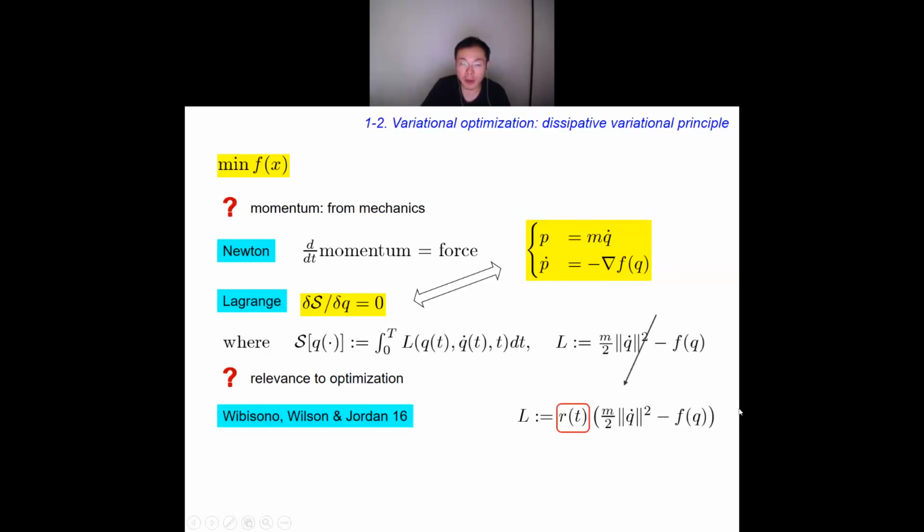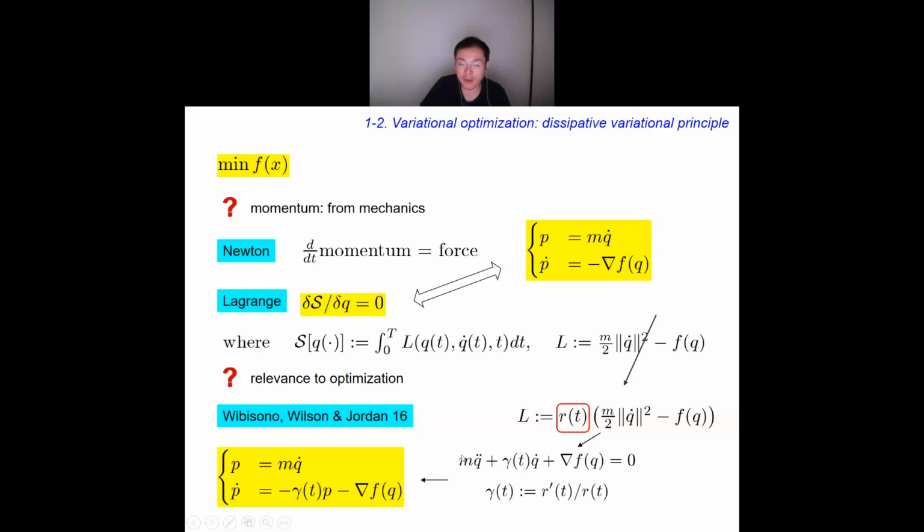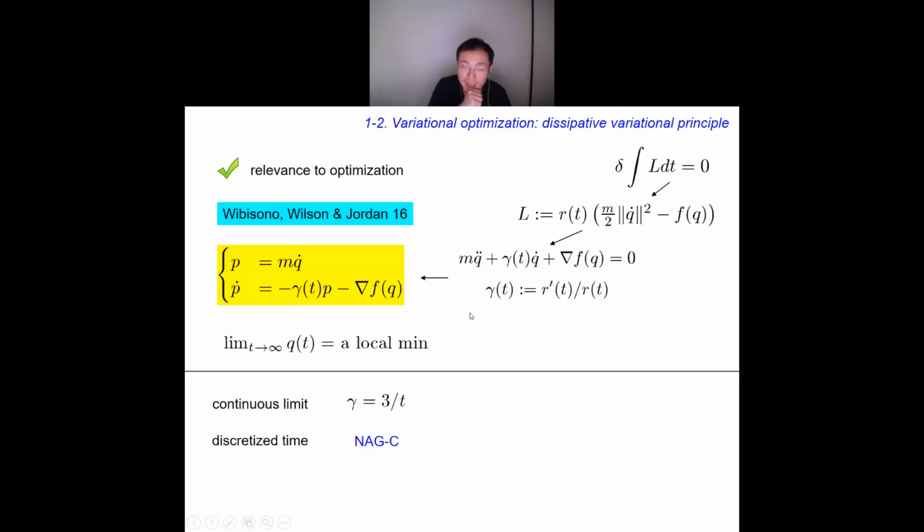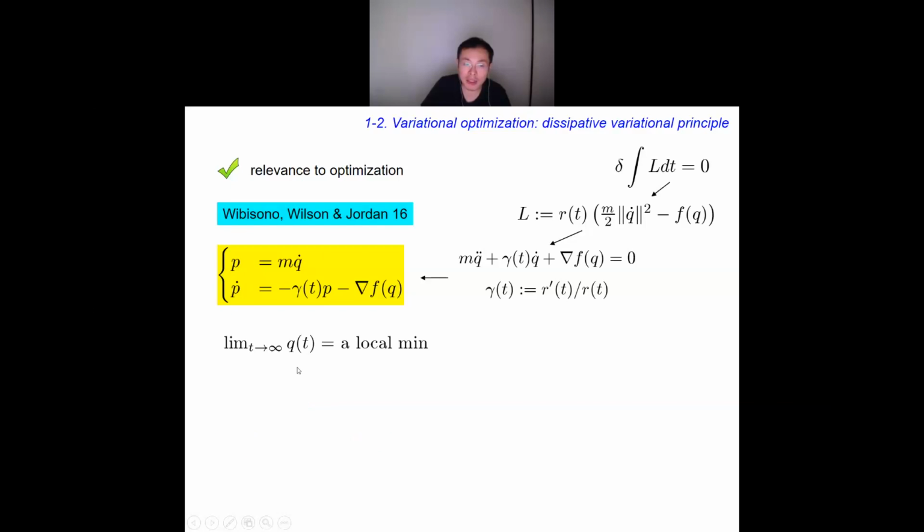In a beautiful paper by Wibisono, Wilson, and Jordan, they broke this time translational symmetry by multiplying L by some explicit time-dependent function. Then you can write down the Euler-Lagrange equation. It'll look like this: you have this new term. If you write everything as a first-order system, again the momentum changes according to a net force, but now you have a conservative force plus an additional dissipative force. As a consequence, you can prove that Q converges to a minimum of F, guaranteed. So that's why this optimization dynamics in continuous time is actually doing the optimization.